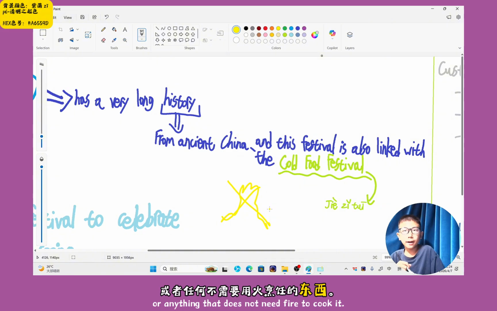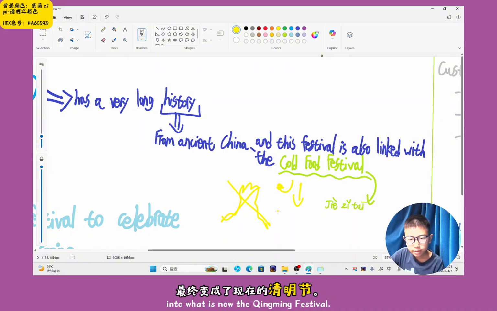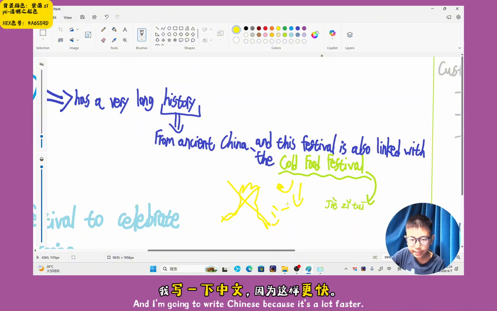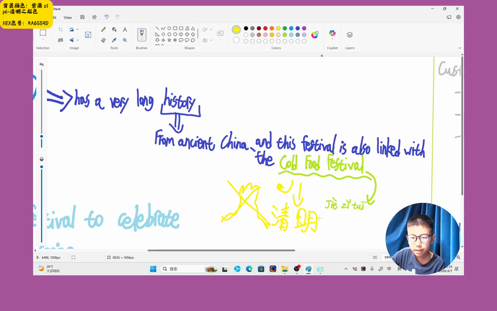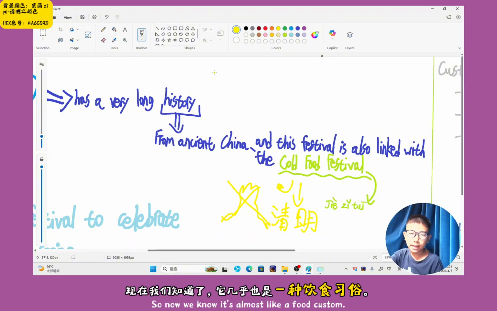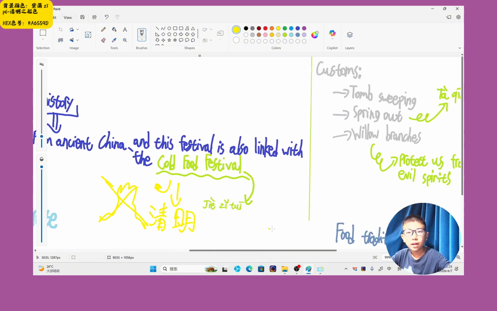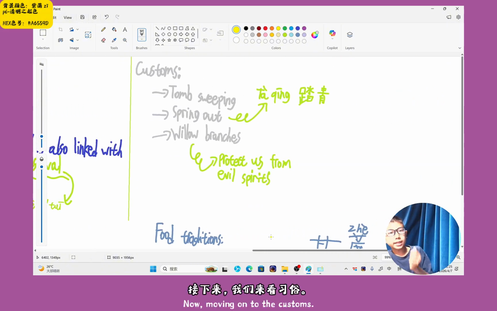This Cold Food Festival eventually merged into what is now the Qingming festival. I'm going to write in Chinese because it's a little faster. So that's a little bit of the history, and it's almost like a food custom. Now, all the way to the customs.